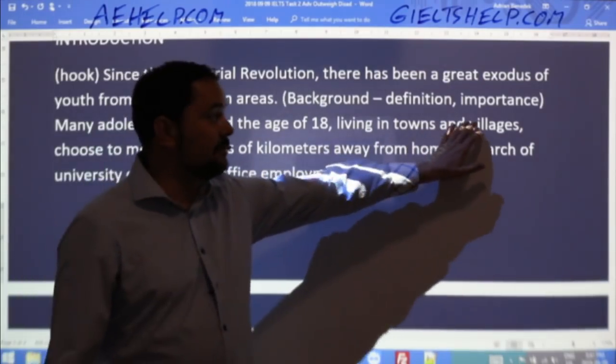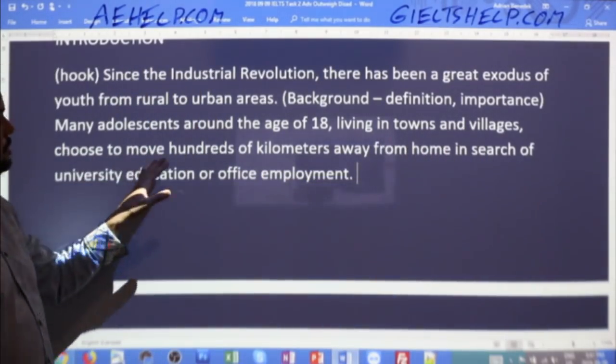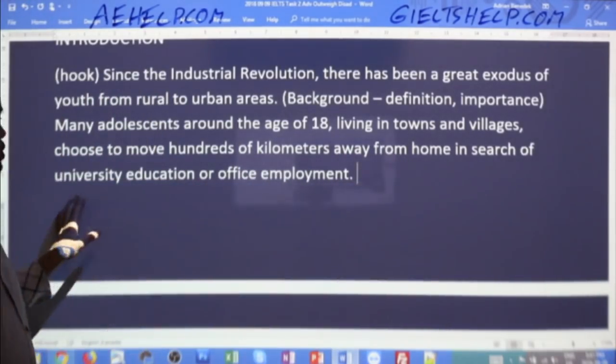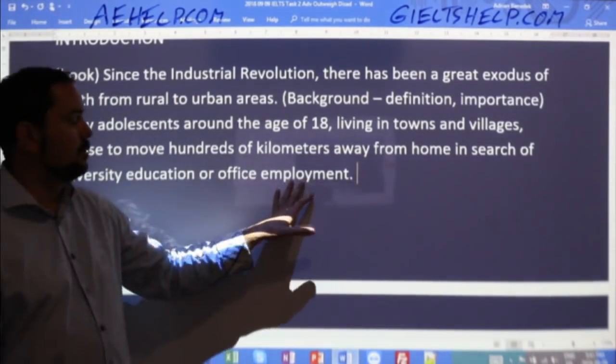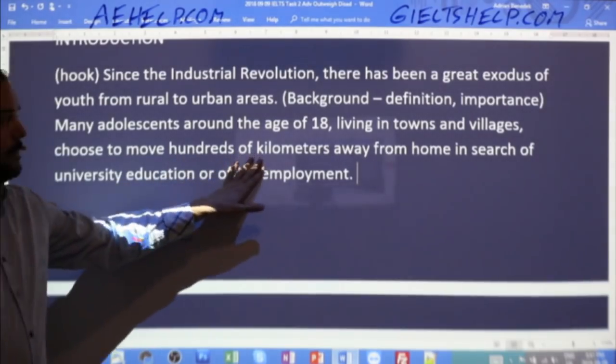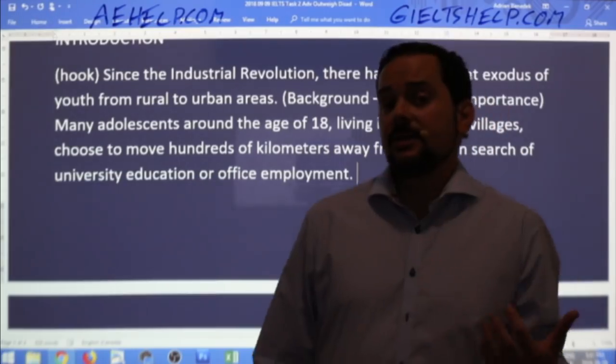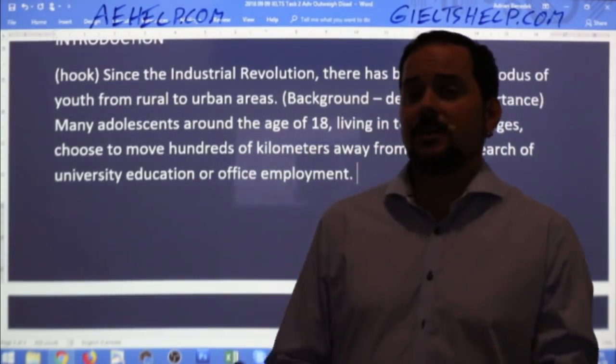Towns and villages, visual, I can see it. Choose to move hundreds of kilometers away from home in search of university education or office employment. And I wrote hundreds of kilometers. Now, is it true in every case? No, sometimes the towns are very close to the cities. They're only 10 kilometers away.